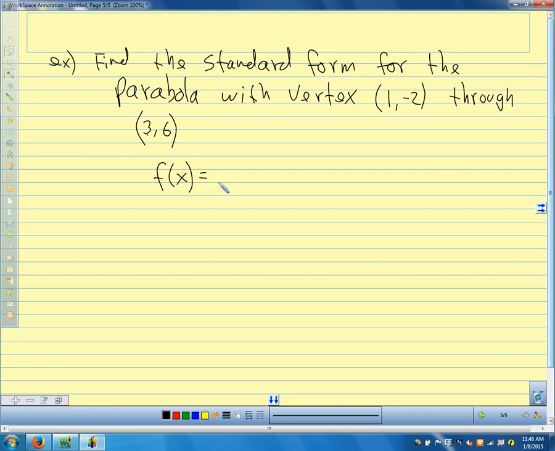Well, let's write out the vertex form without any numbers in it. Our vertex form was a(x - h)^2 + k. But don't we have some pieces of this equation? The vertex gives us h and k, right? This is h and this is k. So let's write our vertex form with h and k in there now. So f(x) = a(x - 1)^2 - 2.